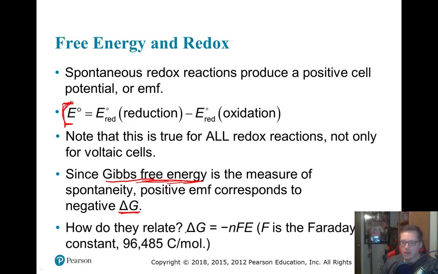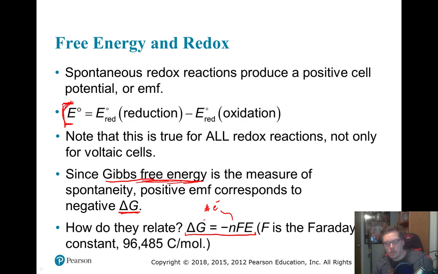It's this formula right here. Our delta G is equal to negative N times F times E. Now the negative sign is what correlates the positive to the negative. The N value is the number of electrons that's transferred. F is the Faraday constant, 96,485 coulombs per mole. And then E is your cell potential.